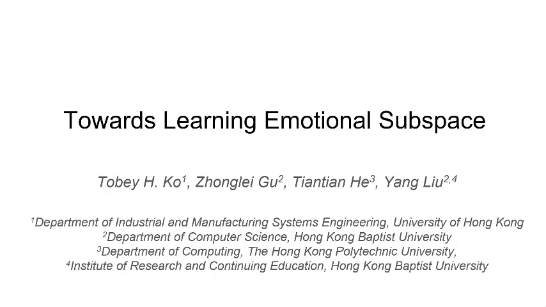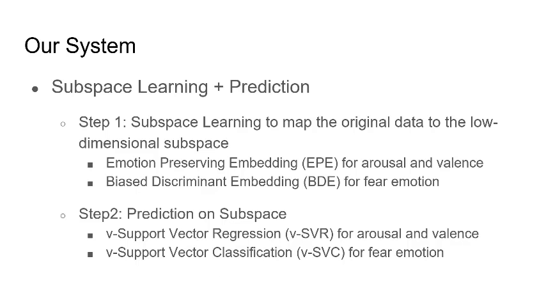In this presentation, I will introduce our group's work on towards learning emotional subspace. Our system is composed of two steps. The first is subspace learning, which aims to map the original data to the low-dimensional subspace. And the second step is to predict on the learned subspace.